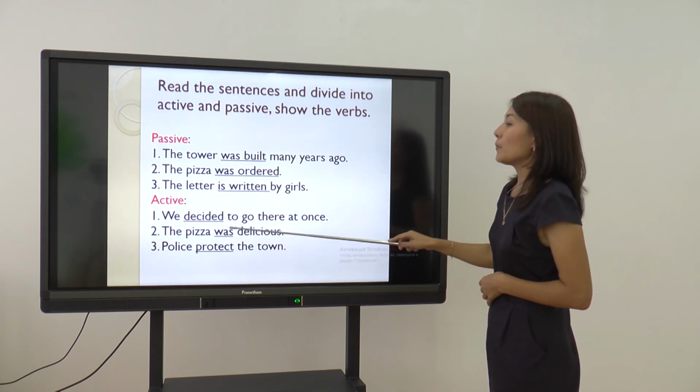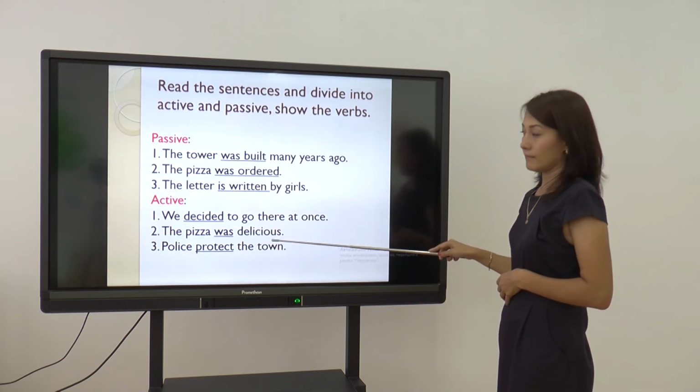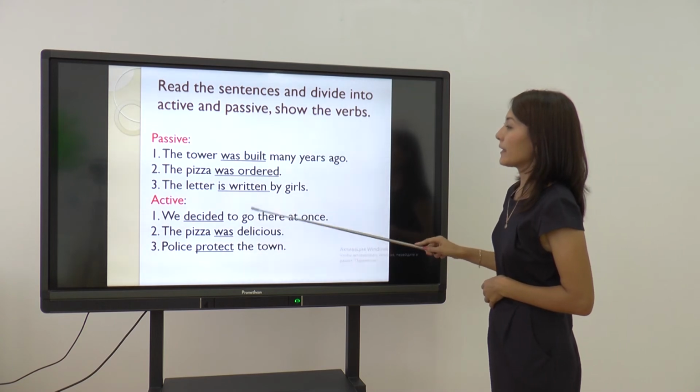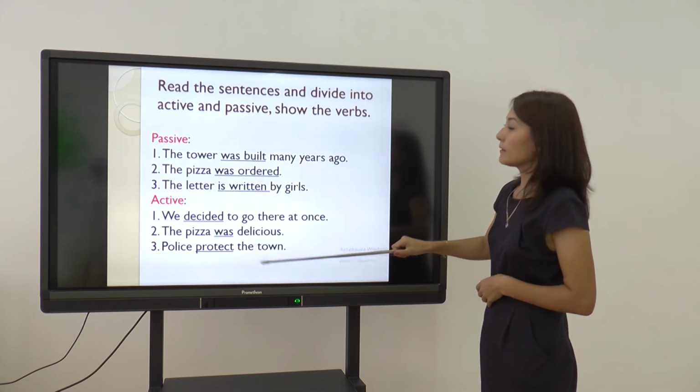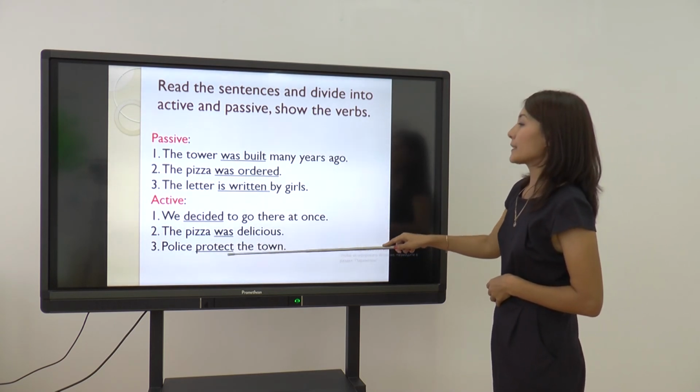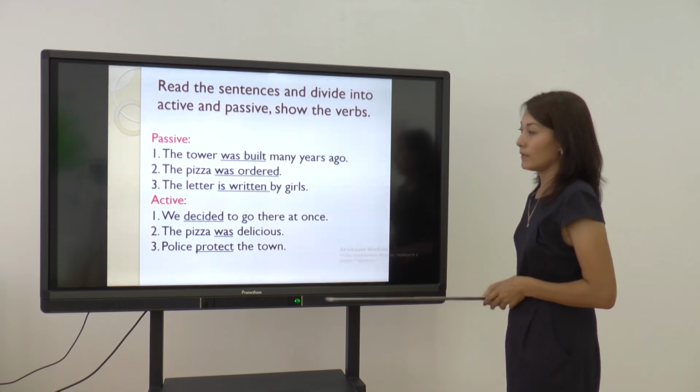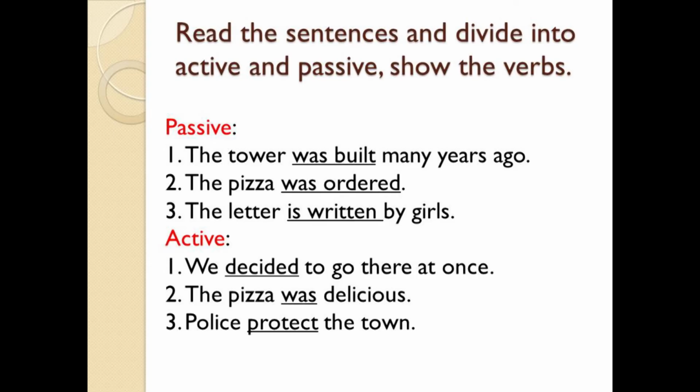Okay, the pizza was delicious. Okay, good. This is active. And the third sentence is police protect the town. This is the same. The verb is protect. Okay, good. Right.